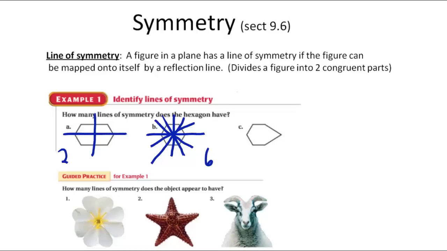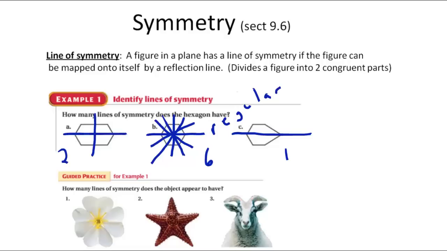This one has 6 sides, but only 2 lines of symmetry. Do you notice the difference between A and B? B is a regular hexagon. My regular polygons are going to have the same lines of symmetry as the number of sides. C is not a regular polygon, and the only way I could divide this one up would be 1 right here. Sometimes there are no lines of symmetry.